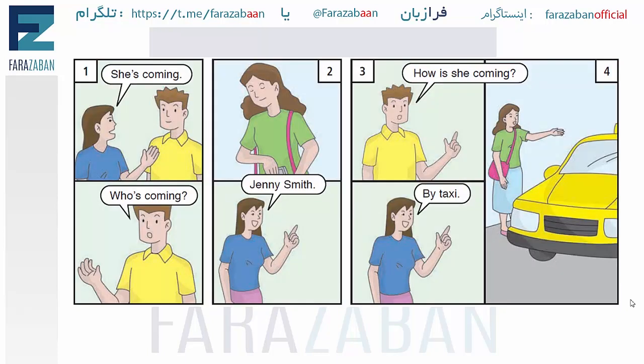She's coming. Who's coming? Jenny Smith. اون داره میاد. کی داره میاد؟ جنی اسمیت. ساختار سوال رو با هم مرور کردیم. How is she coming? چطوری داره میاد؟ By taxi. preposition های حمل و نقل رو هم یاد گرفتیم. By taxi, by car, on foot.